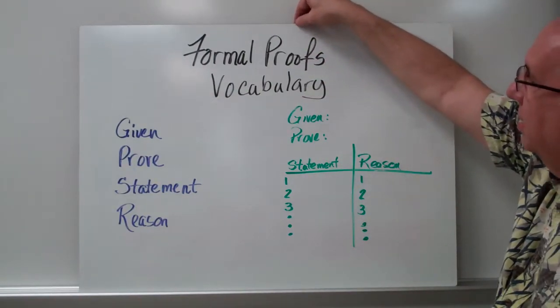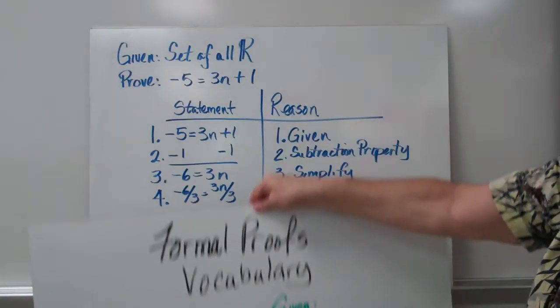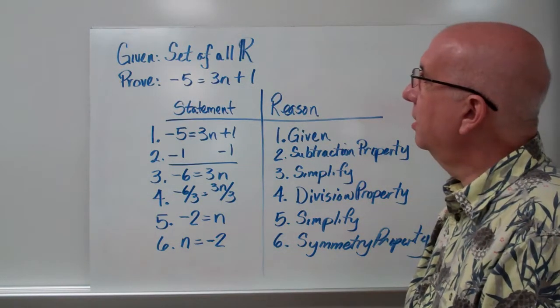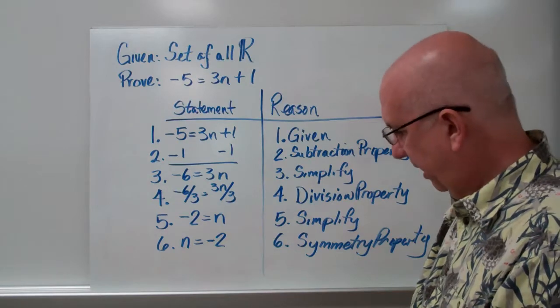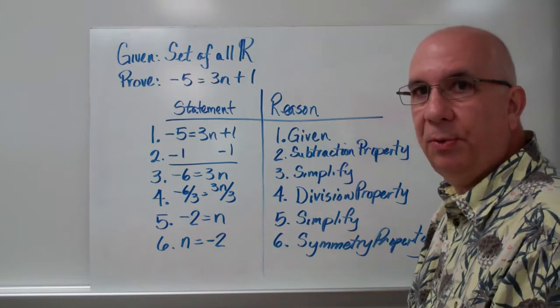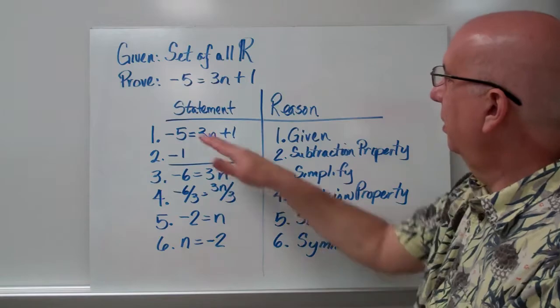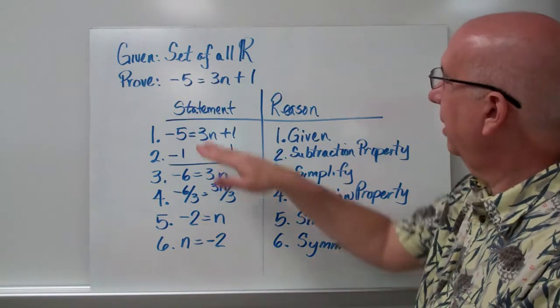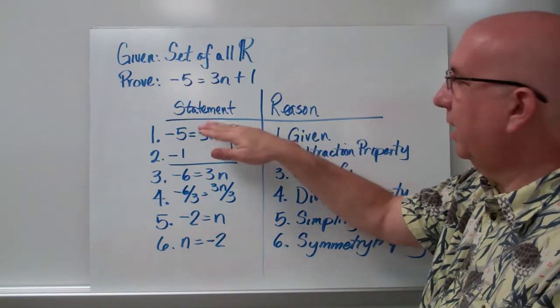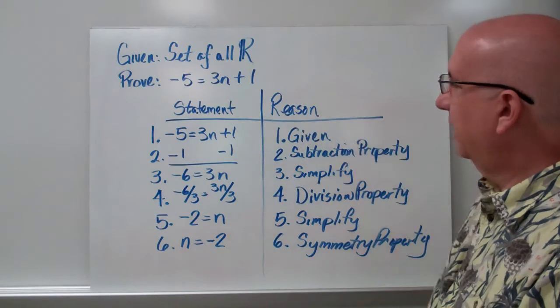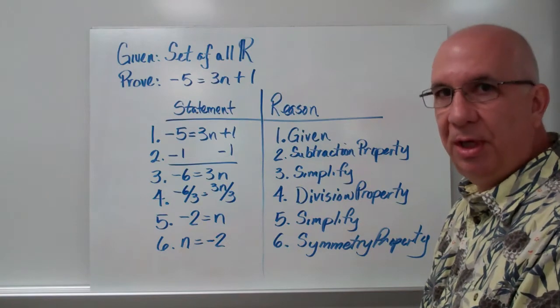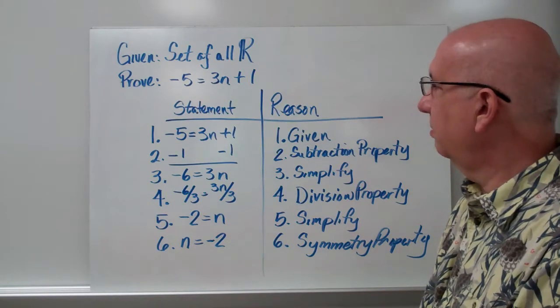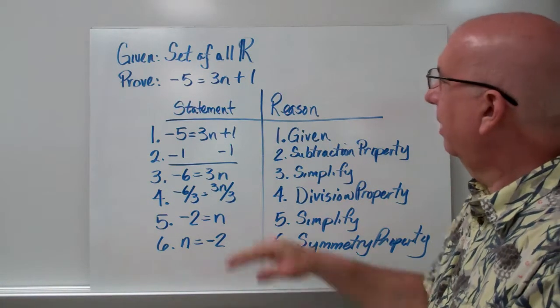Here is an algebraic example. Given the set of all real numbers, prove that negative 5 equals 3n plus 1. Well, you set up your formal two-column proof in the form of a T-chart. Above the left-hand side, write the word statement. Above the right-hand side, write the word reasons. You have to justify each of the statements. You can't just say because.